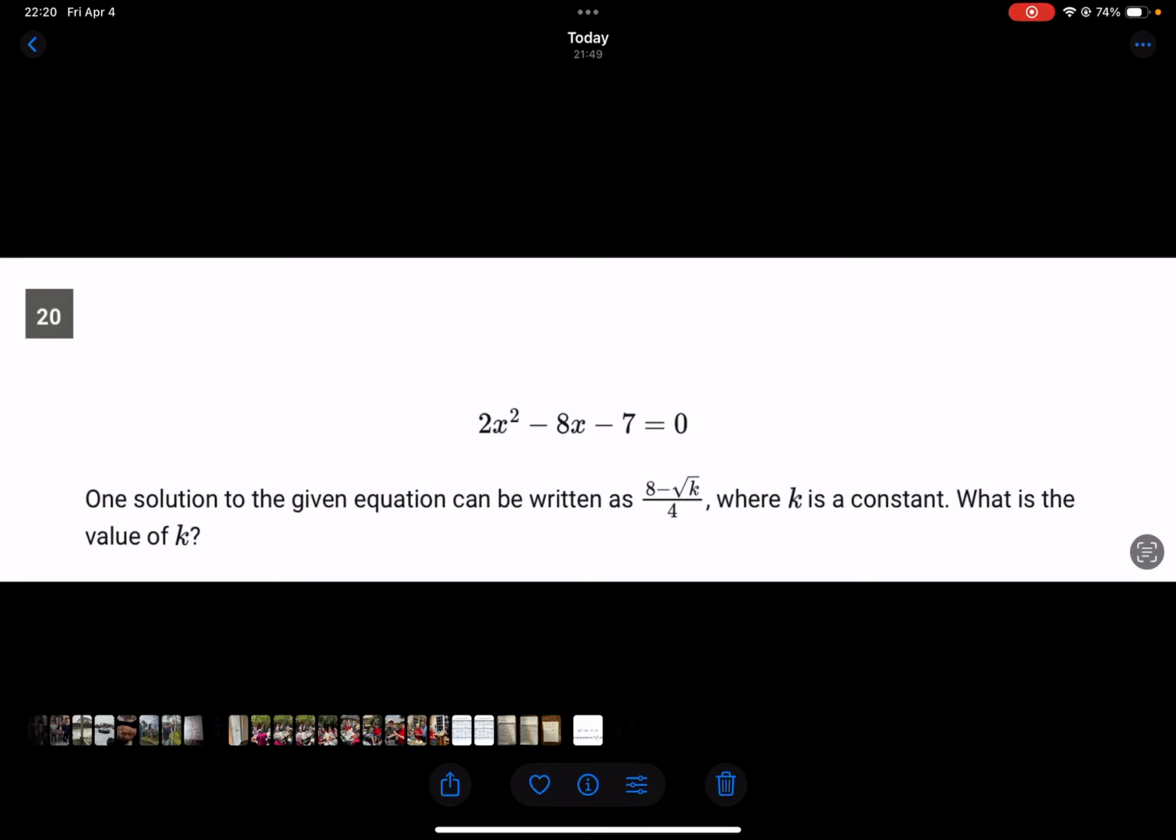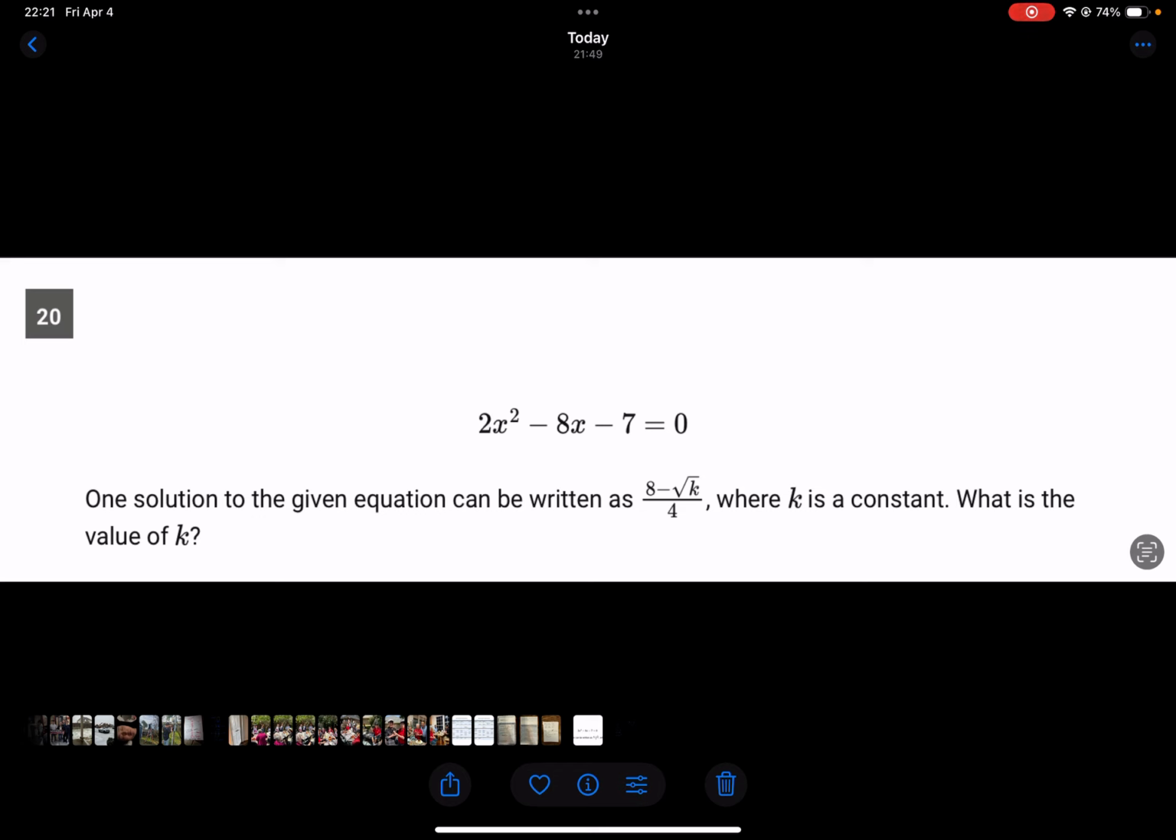During our last session, we talked about this problem right here, where they tell you one of the solutions is 8 minus square root of k over 4. They give you the parent quadratic equation and want to know the value of k. The DSAT's explanation involves using the quadratic formula. You plug everything in, do a whole bunch of math, and it tells you what k is. That is predicated on the fact that you realize you have to use the quadratic formula.